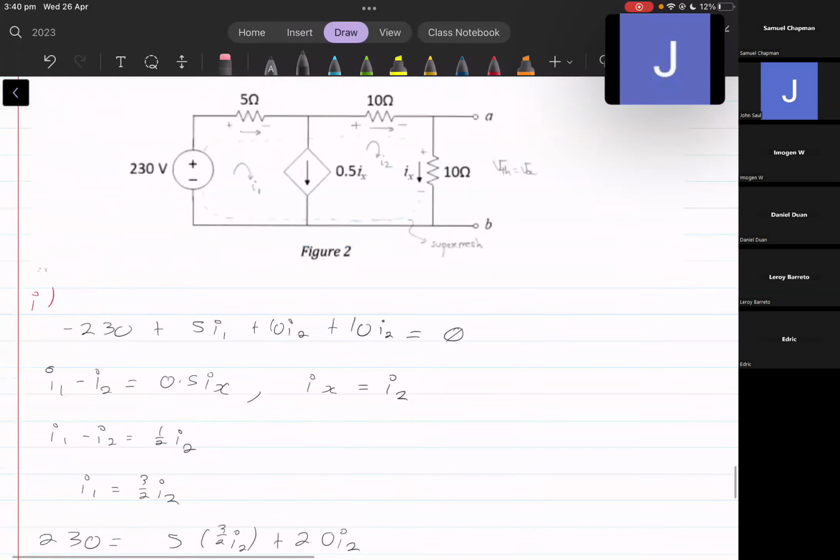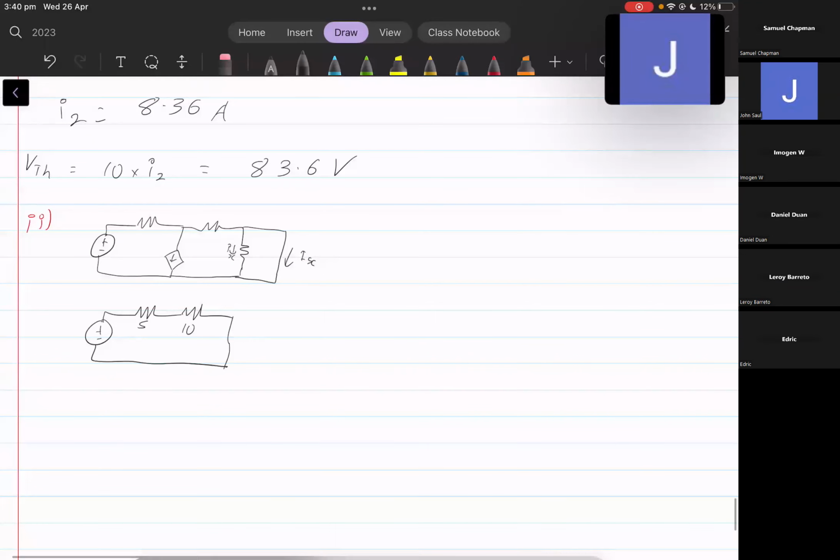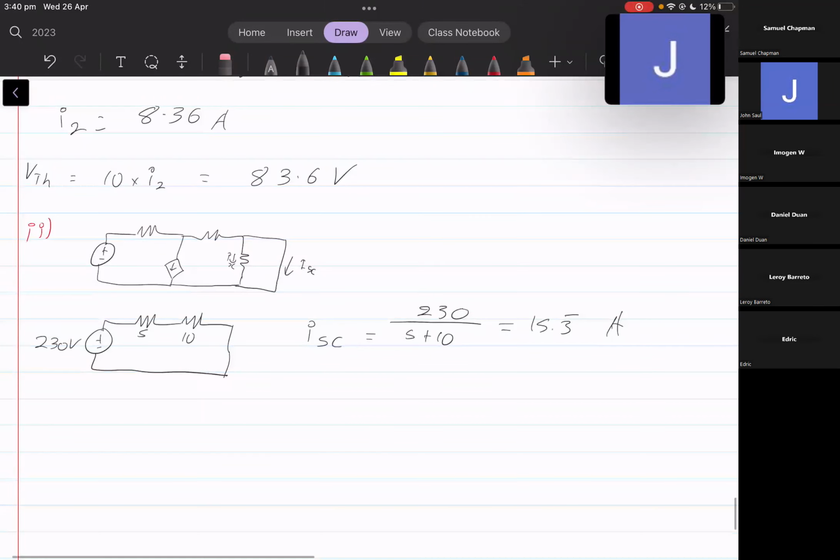5, 10, and 230 volts. Then we can find out nice and easily what the short circuit current is going to be. It should be 15 amps. Does everyone understand how that worked out? Because that's got a bit of a trick to it.